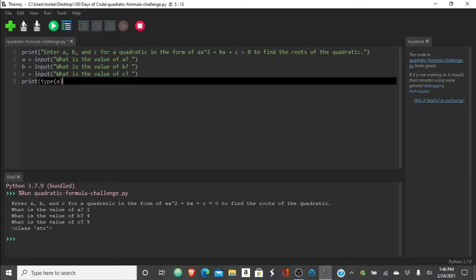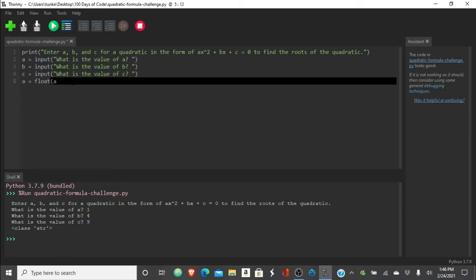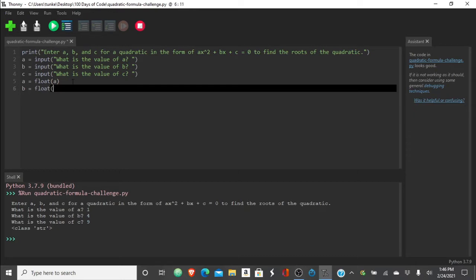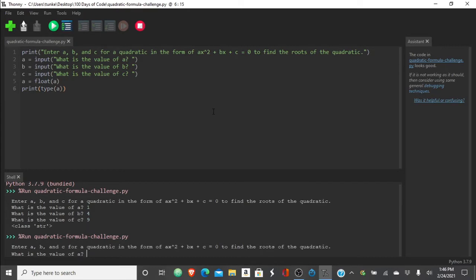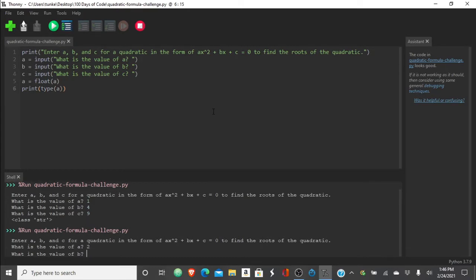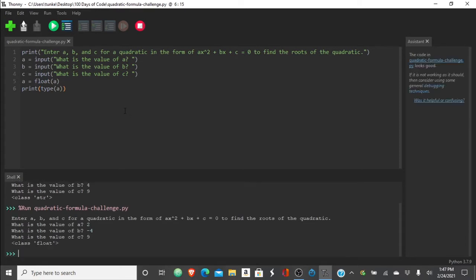Okay, so that means that I have to change A to float, which has a decimal. So I'm going to say A equals float A. Okay, B equals float B. Well, let's check that that works. So let's print now the type A and make sure we don't mess up. Okay, so I'm going to run it. What is the value of A? Let's say 2. What's the value of B? Just make up any number, negative 4. What's the value of C? 9. Okay, so now it's a float.